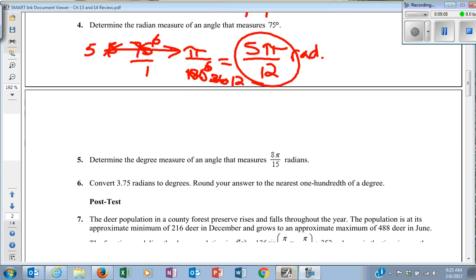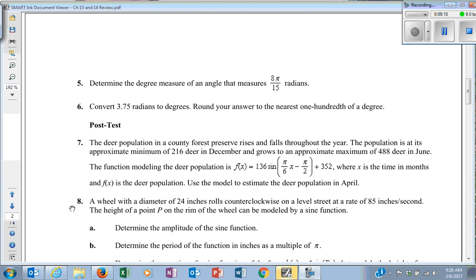All right. Number 5 says determine the degree measure. And they give you the radians. So we want 8 pi over 15. We're going to multiply that by 180 over pi. And then what happens is the pi's cancel out like they're supposed to.